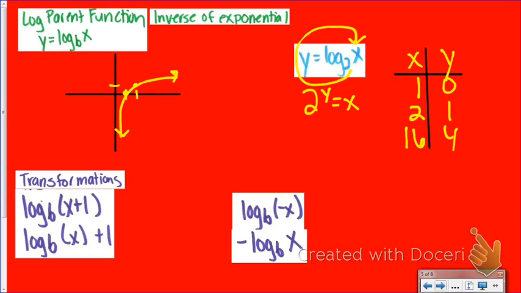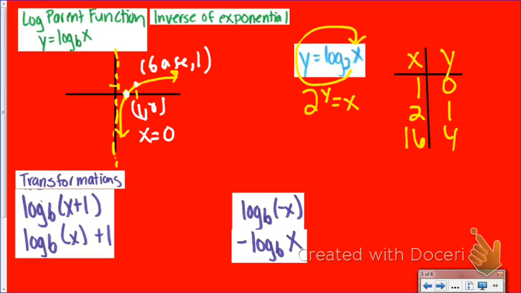Because this graph has a vertical asymptote instead of a horizontal asymptote. So just like our exponential function, there's 3 things in this graph to take note of. First, I have a vertical asymptote at x equals 0. I go through the point (1, 0). And then I'm also going to go through the base, comma 1.